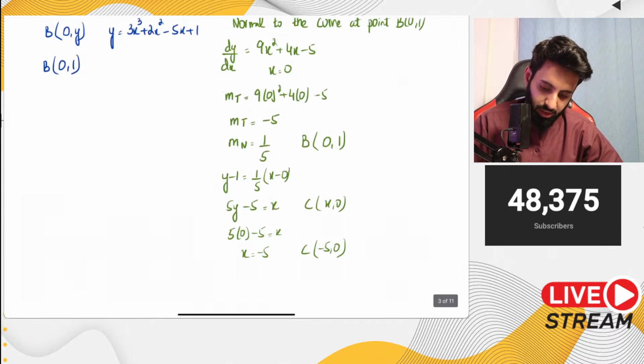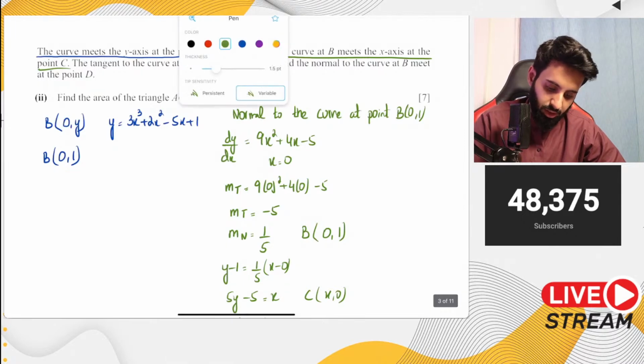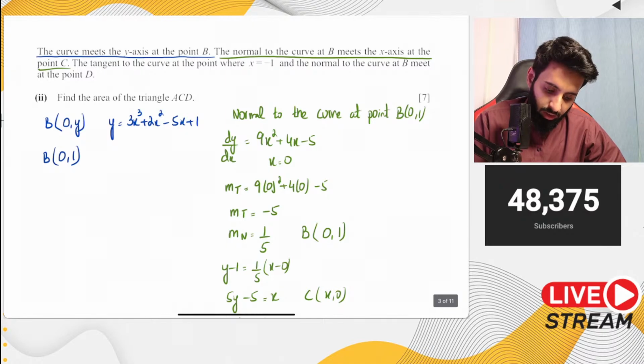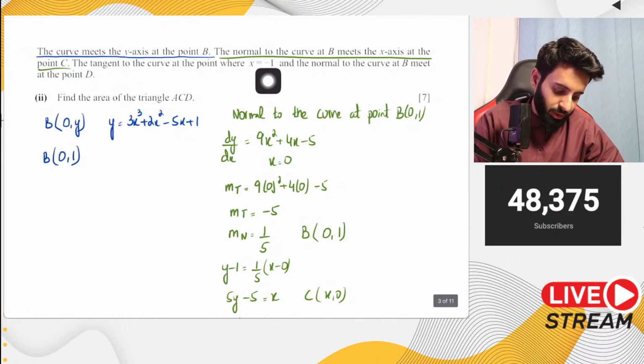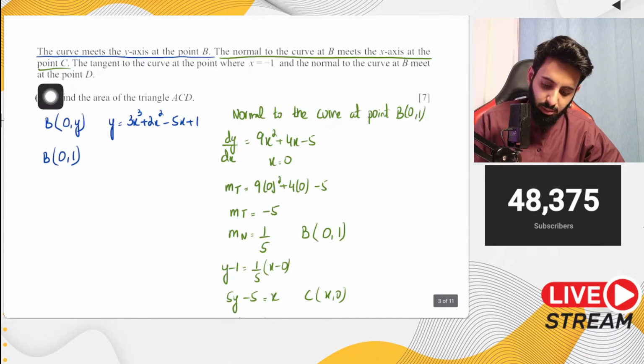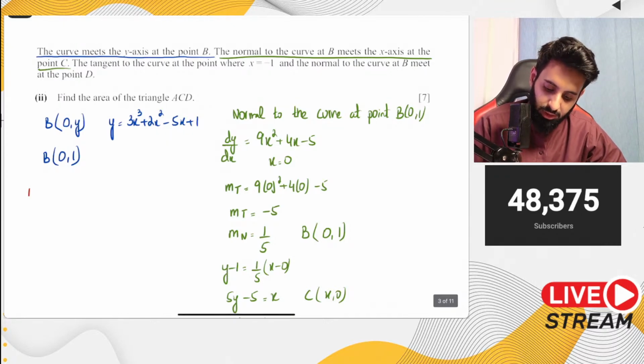So we have the coordinates of C. Now we need to find the coordinates of D. Let's see what D is. Then it says the tangent to the curve at the point where x equals -1 and the normal to the curve at B meet at the point D. So D is basically the point of intersection of the tangent and normal.